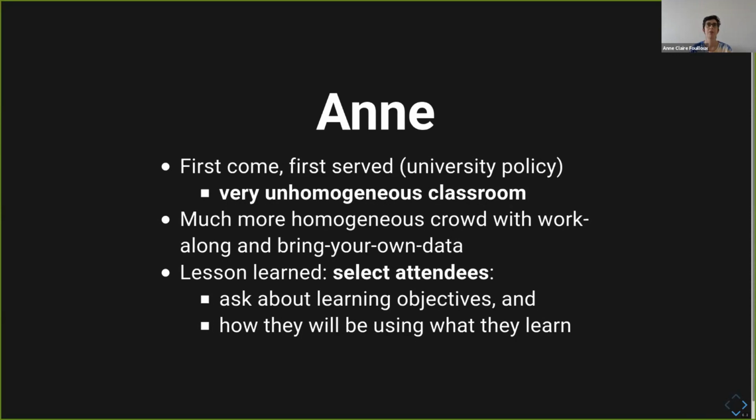Next time, we want to select attendees, at least to have maybe some workshops for novices and some others for intermediate level, so we don't have to deal with these very different levels. We'll ask what outcomes they want from the workshop, even if we have our own learning objectives, and what they will do with what they learn. Because many of the learners just wanted to come and learn about the word AI or the word machine learning, but they didn't really want to make use of what we were teaching.